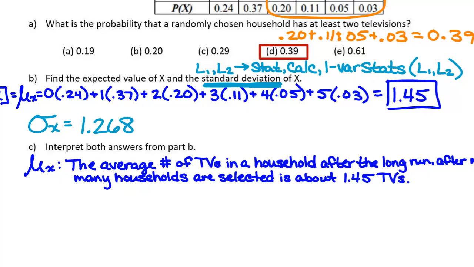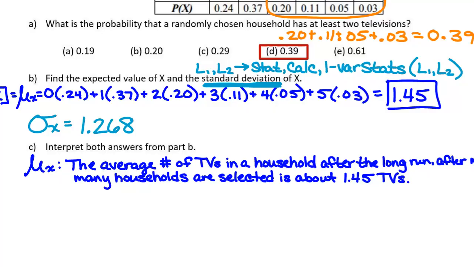Might not come out to be 1.45. But if I were to repeat that study again, I pick another group of 100 households and I calculate the average. And then I pick another group of 100 households and I calculate the average. If I take all of those and look at the average of those averages, that'd be 1.45.